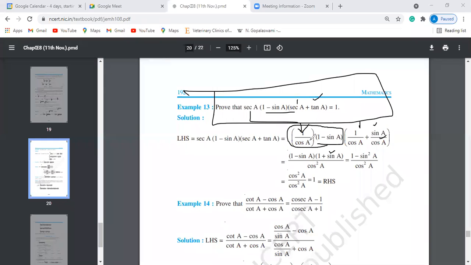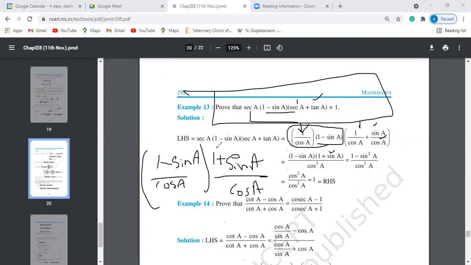So what you will get, see here the common denominator is cos a, correct? So you will get (1 plus sine a) divided by cos a. Similarly here it is (1 minus sine a) divided by cos a. Now closely observe both, this is multiply, not plus. So don't take the common denominator again. So the denominator is cos square a, correct?